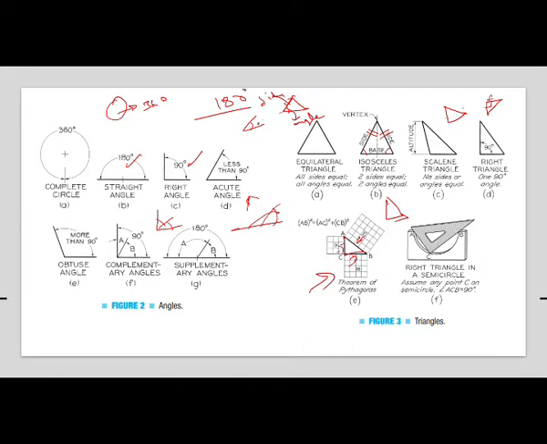Right triangle in a semicircle: assume any point C on the semicircle, like triangle ACB. This one is the semicircle. So these are all the definitions for circles, angles, polygons, and different triangle names. We must remember this, what is meant by an equilateral triangle, an isosceles triangle, a scalene triangle, or right angles.